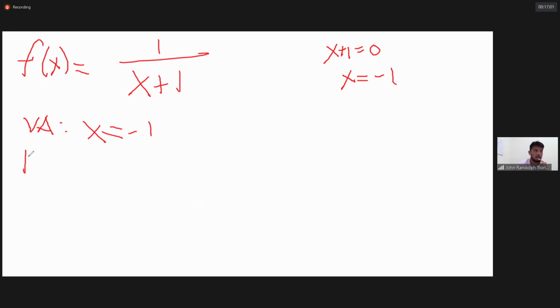Therefore, our horizontal asymptote here is just simply equal to, what do you think? This is just simply equal to 0. Okay? Our horizontal asymptote is equal to 0, since the degree of the numerator is less than the degree of the denominator. Okay? Now, how about letter B? Let's try with letter B.